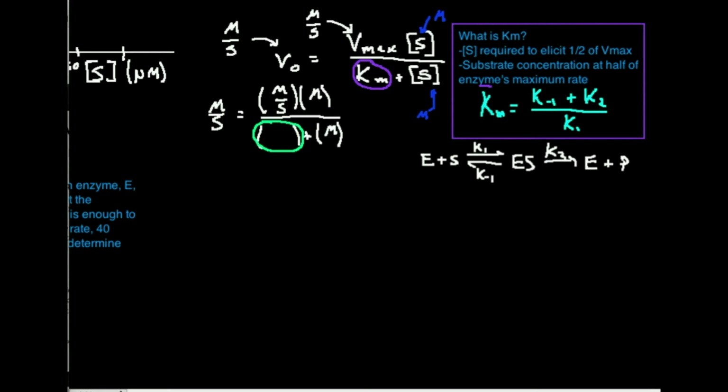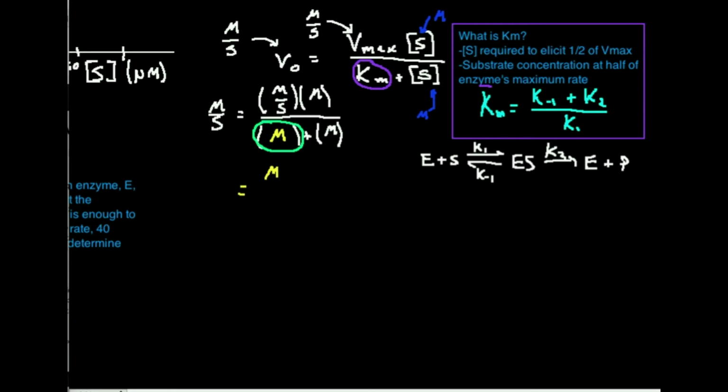Well, remember that in any kind of expression with units, if you're going to add two things together, they have to have the same units. So you can look at it that way. Let's suppose the Km has units of molar. All right, so what happens whenever we put this together?